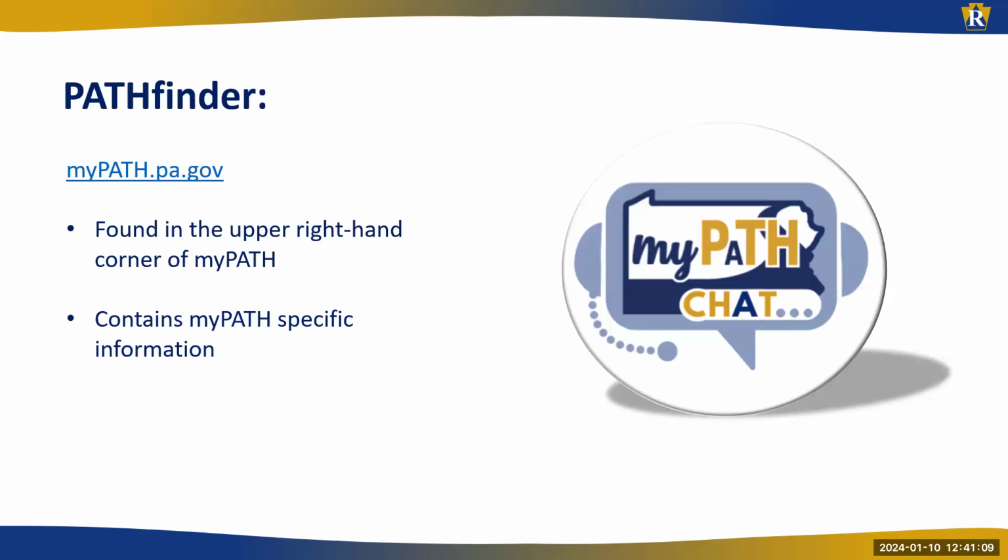Right. We also have Pathfinder in our myPath system. For those of you who do not know, this is a chatbot feature that you can access anywhere within myPath. It is always located in the upper right-hand corner of the page. Pathfinder is truly a virtual assistant who is trained to handle myPath specific questions. So you won't be able to ask taxability questions. It's just questions associated with using the myPath system.